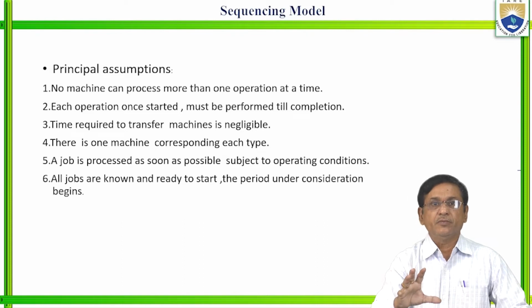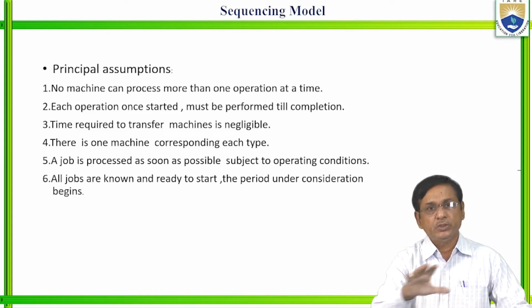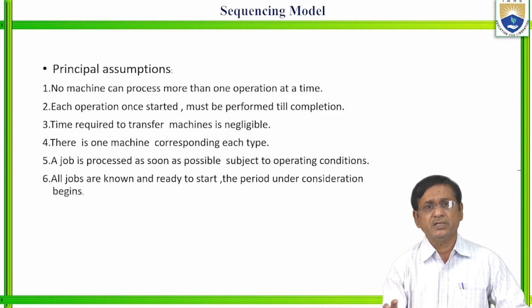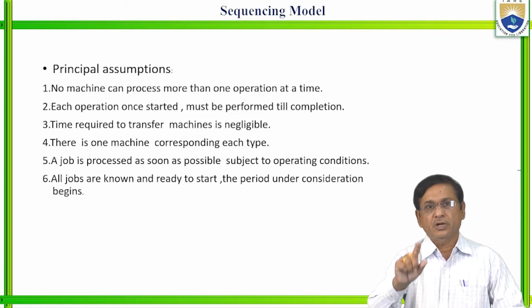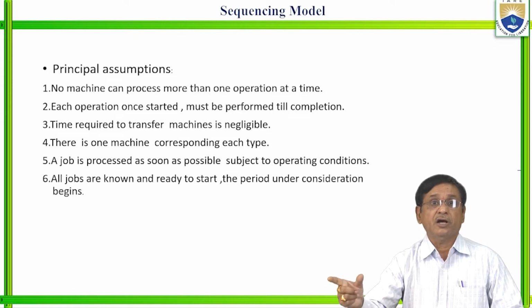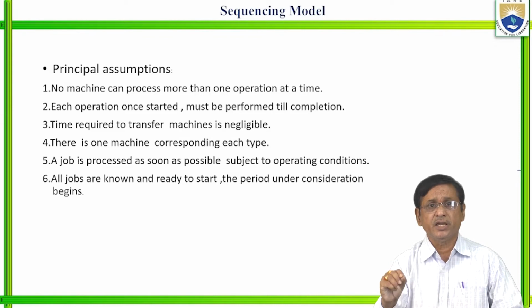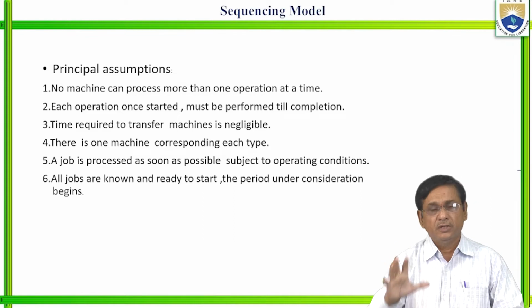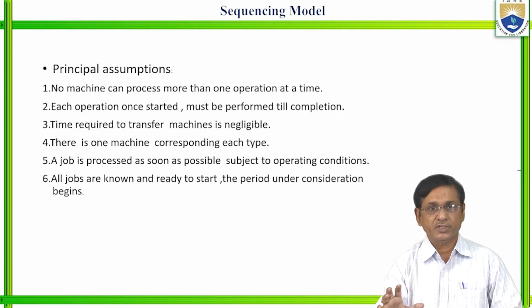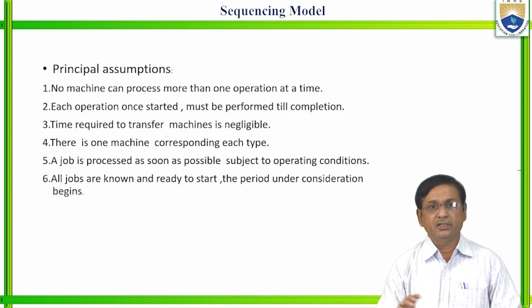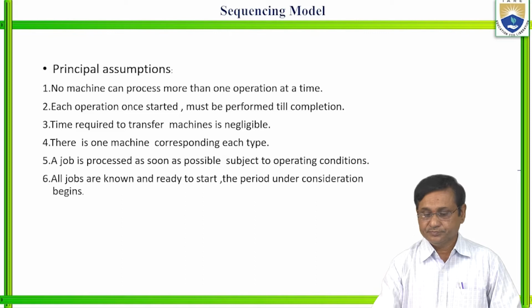That means whenever the time comes, we have to do that operation. Next, all jobs are known and ready to start when the consideration begins. So suppose the first machine is completed, then it has to go for the second machine. In that case, the operator of that second machine should not say, I don't know how to do it. He has to do it immediately. So all the technicians should know the process, and whenever the time comes, they should operate it on the machines. Okay.